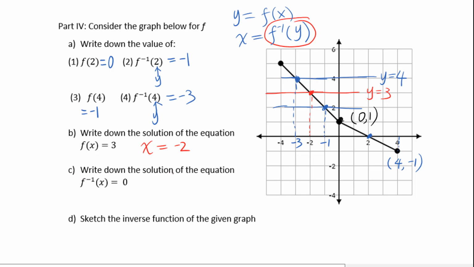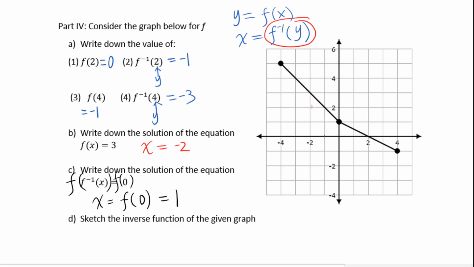Say, write down the solution of the equation inverse of f of x equals 0. Let's put the f both sides. X equals f of 0. F of 0, that equals 1. So equals 1.